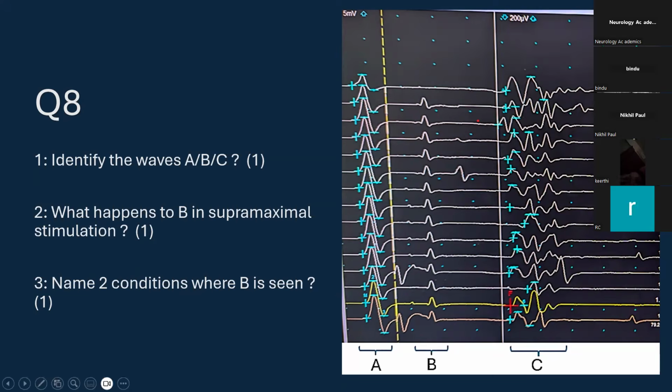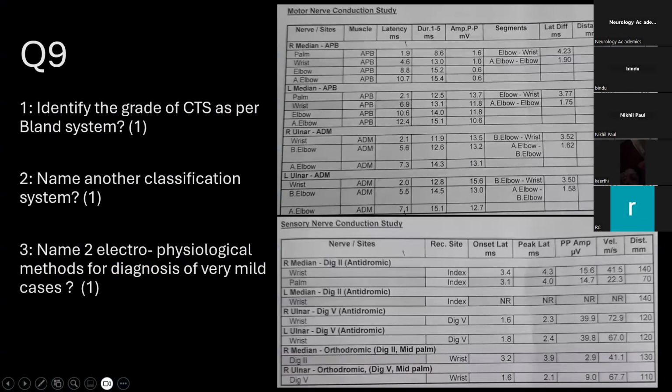Next question. Identify the grade of CTS as per the Bland system. Name another classification system, and name two electrophysiological methods for diagnosis of very mild cases of CTS.